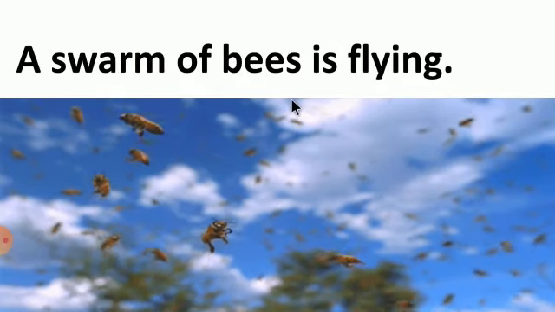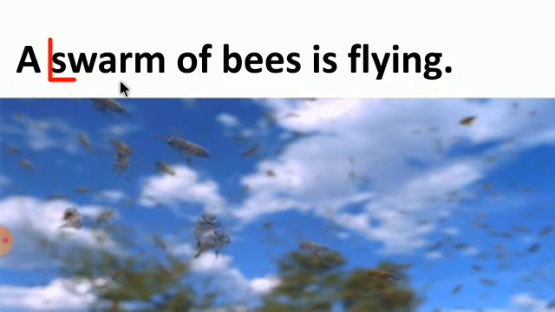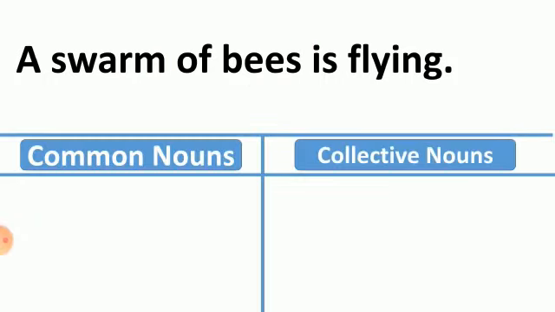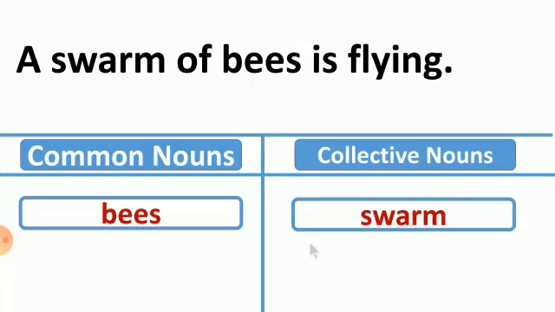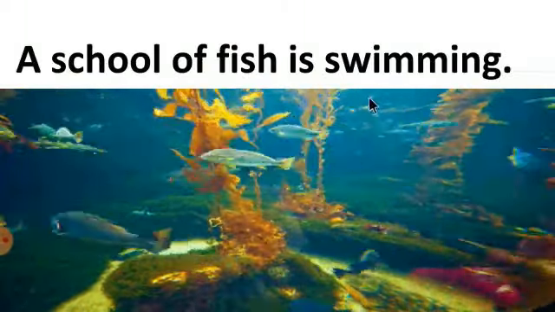Now, a swarm of bees is flying. In this sentence, we have 2 nouns: swarm and bees. Let's start with the noun bees. Is it a common noun or a collective noun? Bees. It is a common noun, that's right. What about swarm? A swarm of bees. This noun is given to a group of bees. So it is a collective noun. A school of fish is swimming.